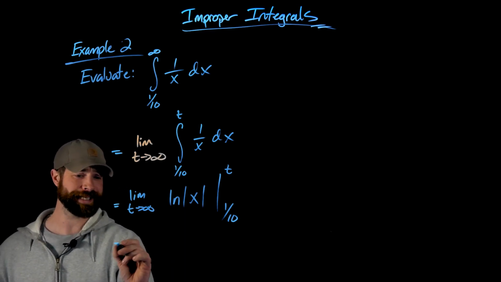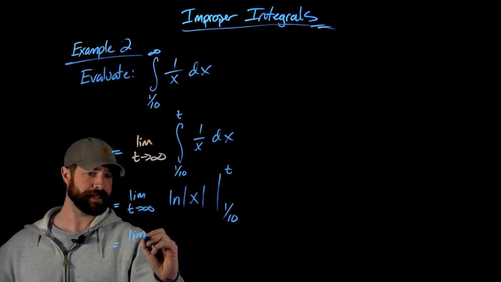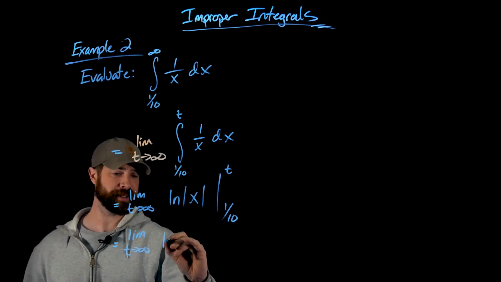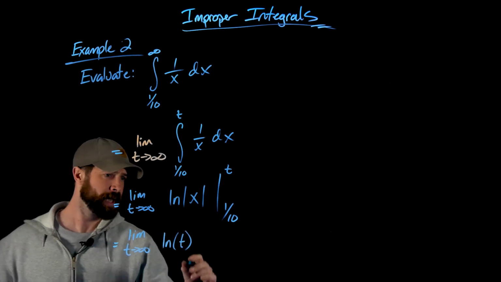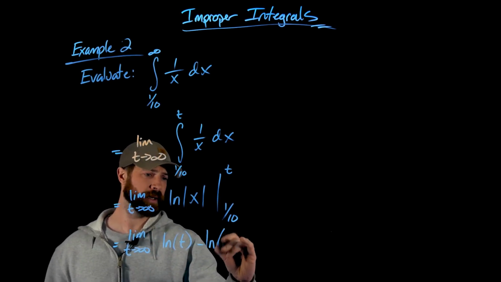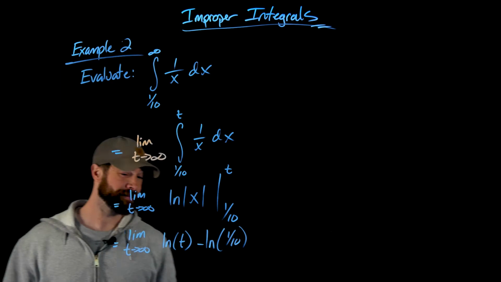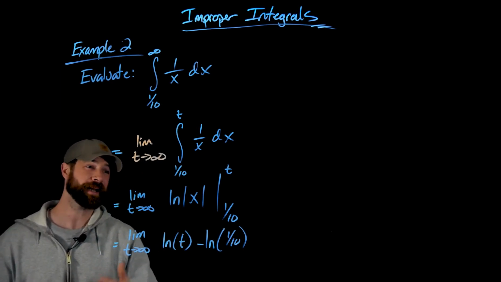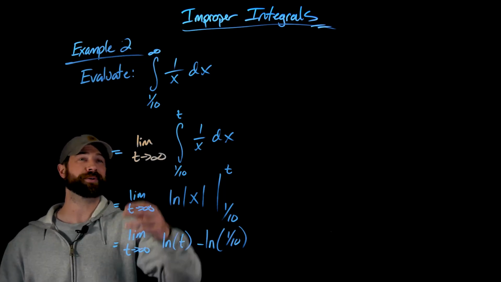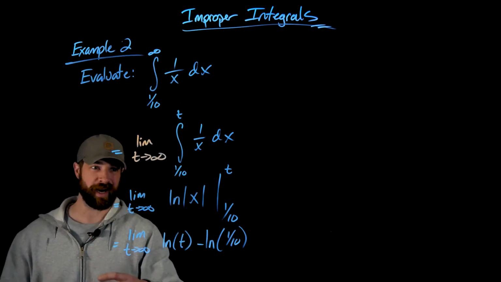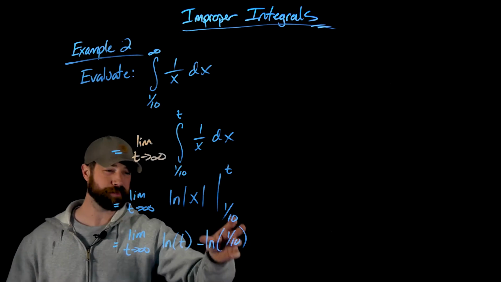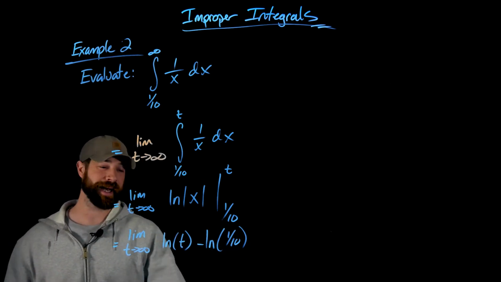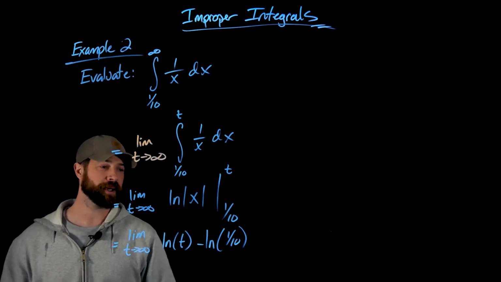Let me now plug these in. So we have the limit as t goes to infinity. Plug in a t here, I get the natural log of t, and then minus the natural log of 1/10. We have a very similar situation as we did previously, and this will happen a lot, because in many of these improper integrals, one of our sides is an actual value, so this is just going to be a constant when we plug it into any algebraic expression. The interesting part we need to analyze is what happens with that non-constant part.